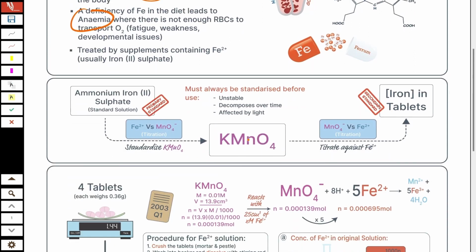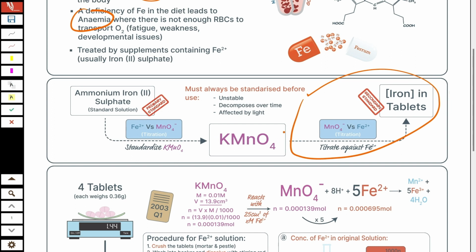Moving on to the titration itself then, our titration is going to be between potassium permanganate and iron 2+ ions. So this section here relates to the actual titration. The iron in the tablets will create a solution: we'll crush our tablets, make up a solution, and titrate it against standardized potassium permanganate. And that's pretty much the experiment.